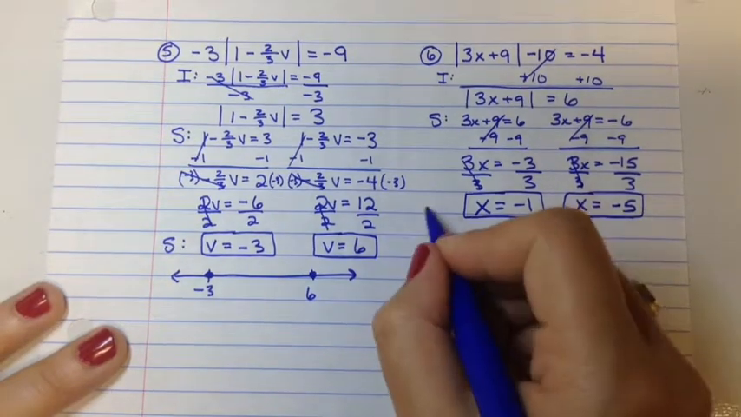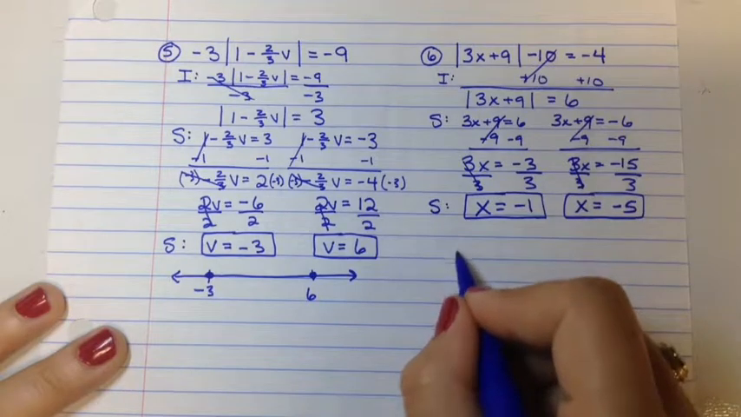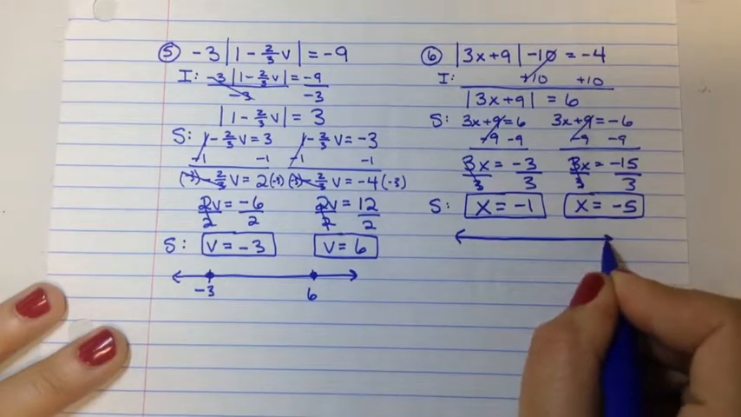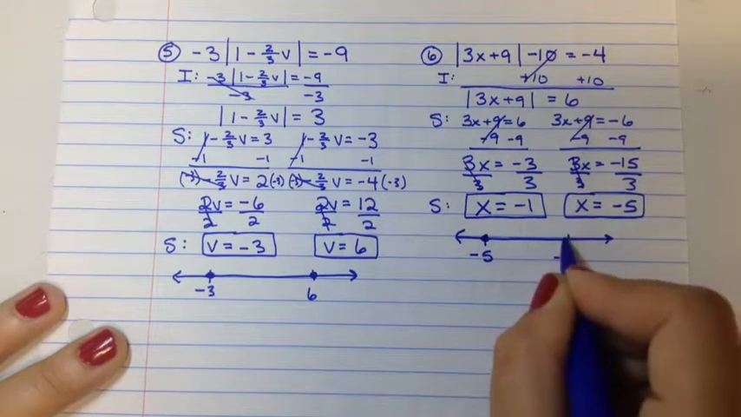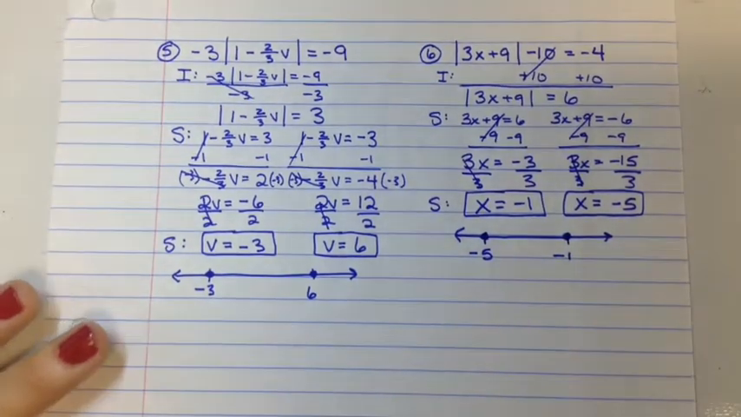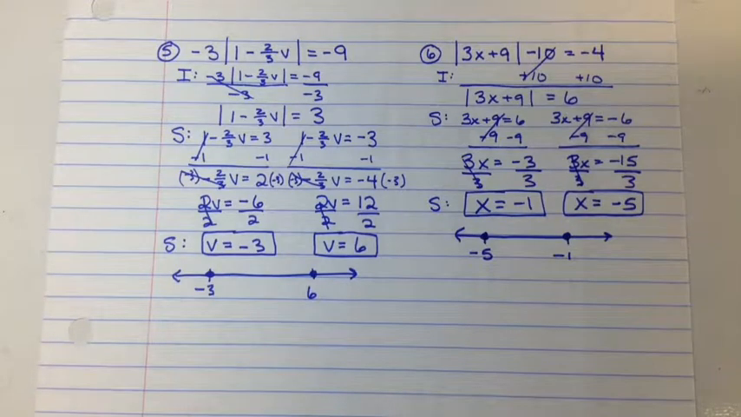All that's left is for me to graph. Negative 5, negative 1, and draw my dots. How'd you do? If you made any mistakes, tell me about them.